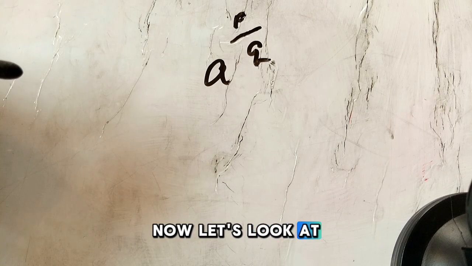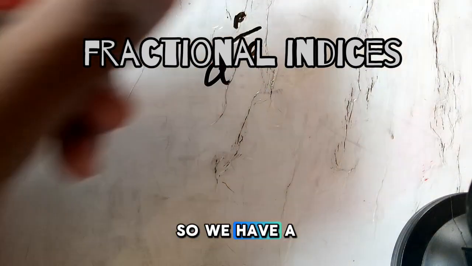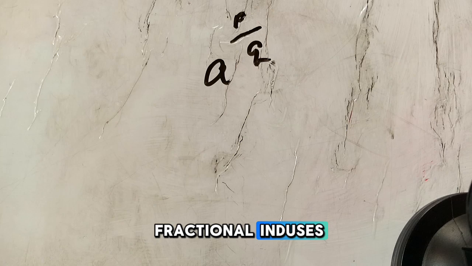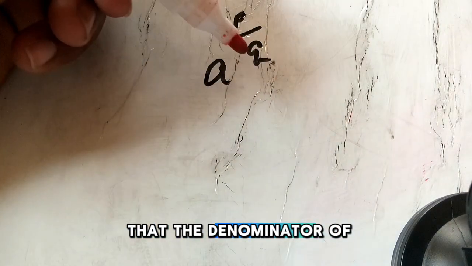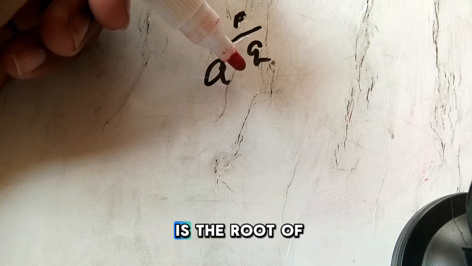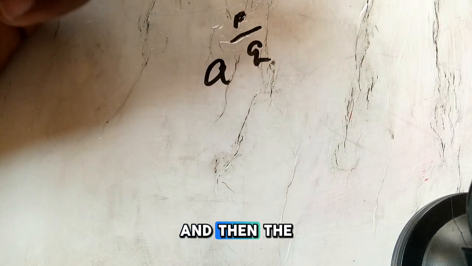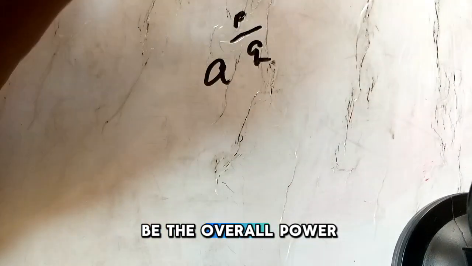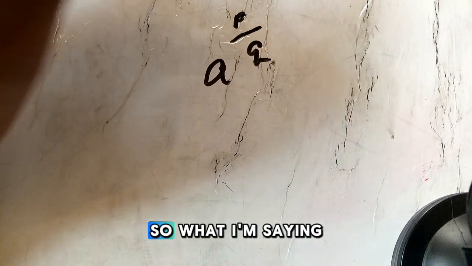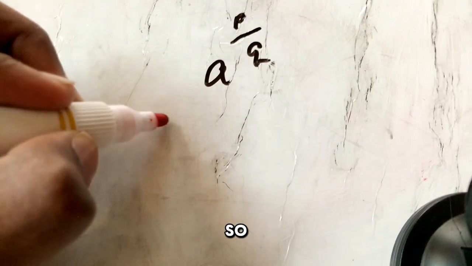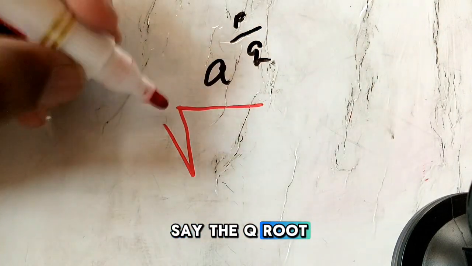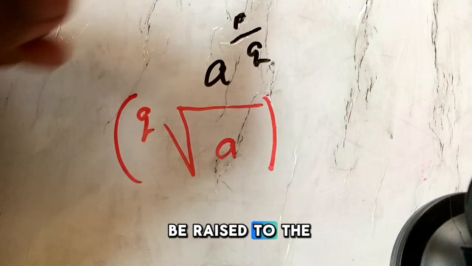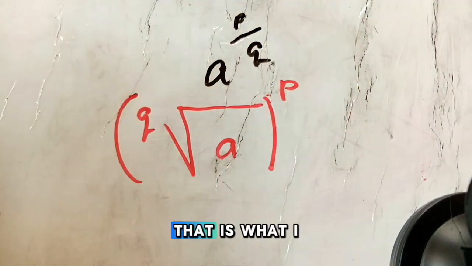Now let's look at fractional indices. So we have a to the power p over q. When we're looking at fractional indices, you have to know that the denominator of the fractional power is the root of the index, and the numerator is going to be the overall power. So what I'm saying is q is the root. We're just going to say the q-th root of a, and then this will be raised to the power of p. That is what I mean.